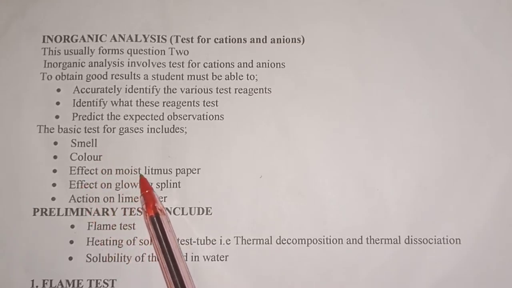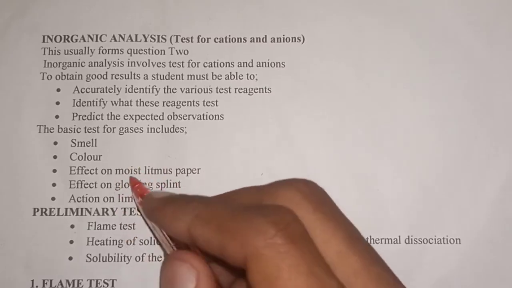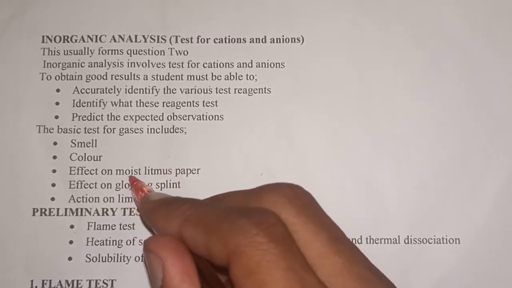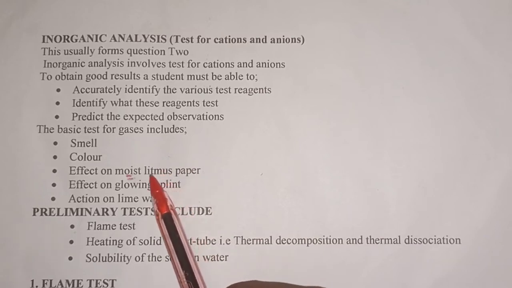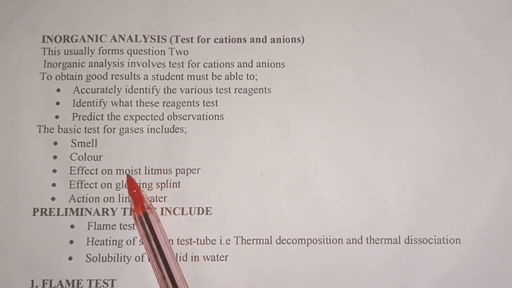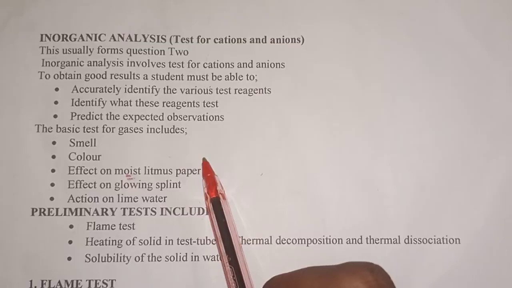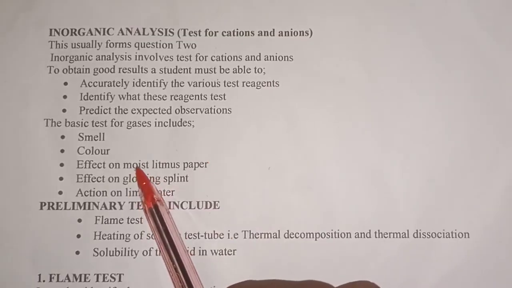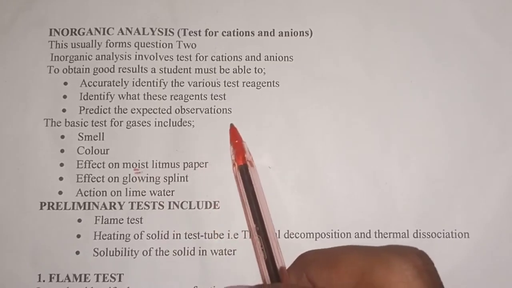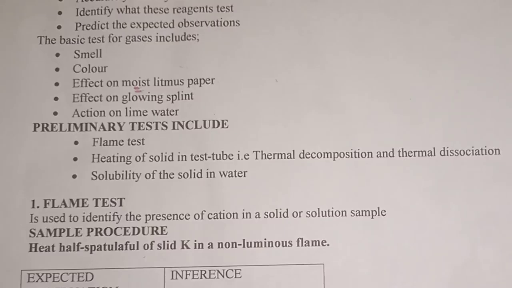And then the effect on moist litmus paper. The word here is moist, meaning it should have moisture. There are those gases that turn a moist blue litmus paper to red, meaning those gases are acidic. There are those that turn a moist red litmus paper to blue, meaning those gases are basic.